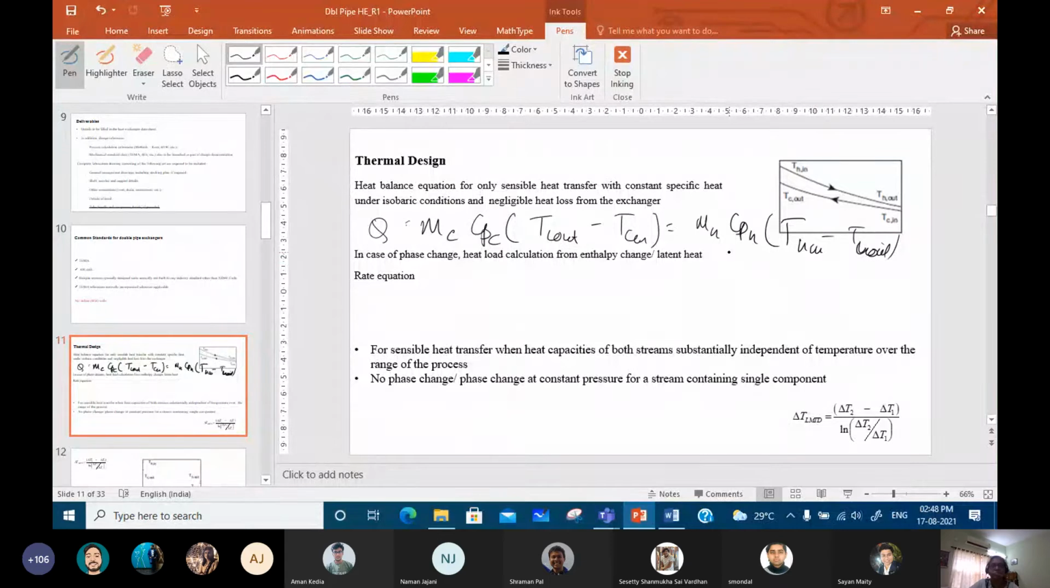Can you tell me that this particular equation is applicable under what conditions? Cp is independent of temperature. Perfect. Cp is not a function of temperature. But do you think that should hold? No. Practically, it will not hold, but the changes will be small enough so we can neglect them.